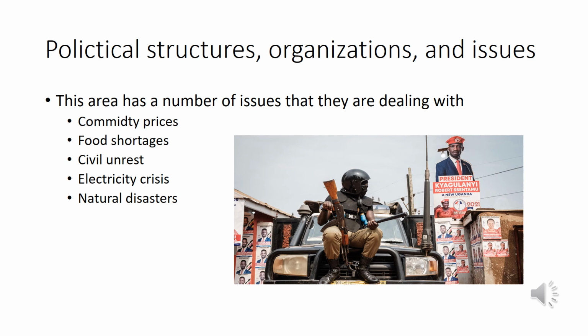For the third part of this section, the southern area of Africa has a number of issues ranging from commodity prices, food shortages, civil unrest, electricity crises, and natural disasters, all of which can put strain on the area.